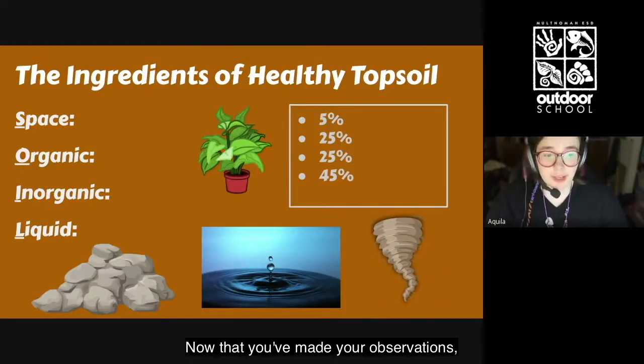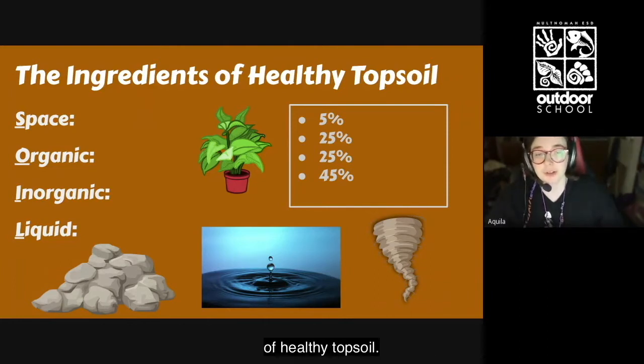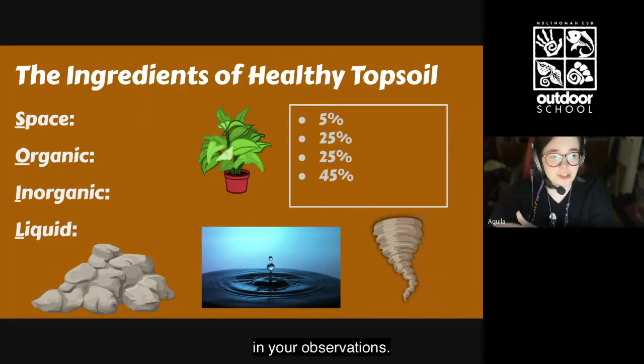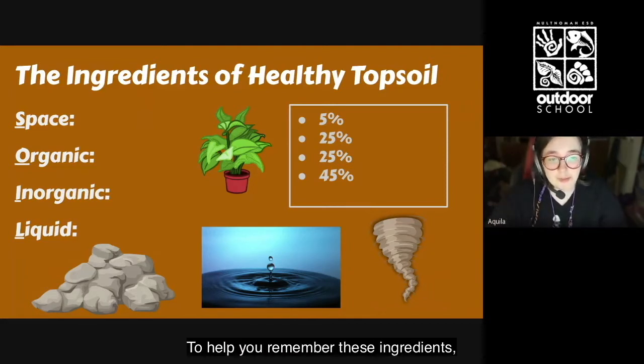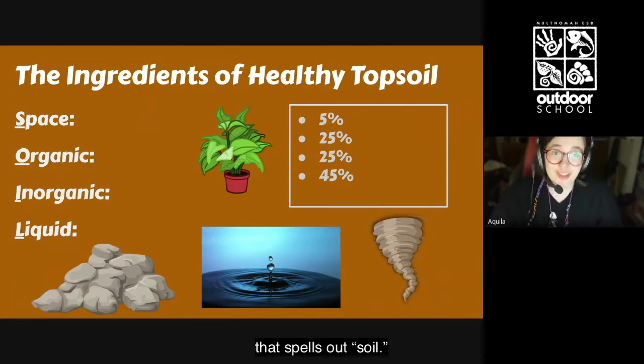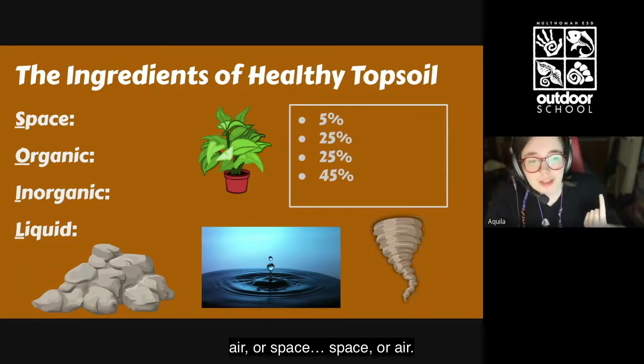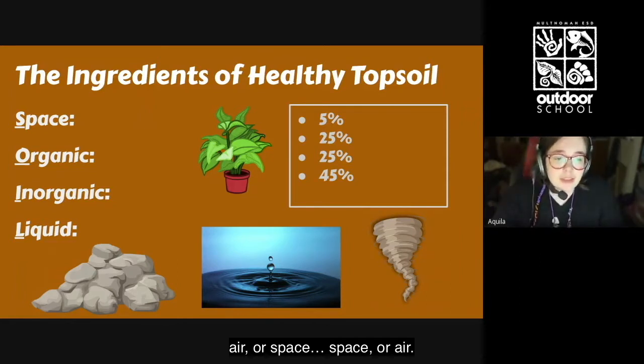Now that you've made your observations, let's take a look at the ingredients of healthy topsoil. You may have noticed some of these things in your observations. To help you remember these ingredients, we have presented them in a way that spells out soil. The first ingredient being air or space, space or air.